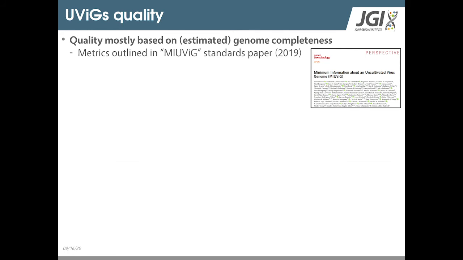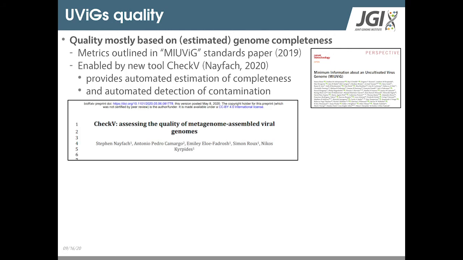Okay, so I mentioned three things: quality, taxonomy, host prediction. Let's start with quality. The quality of a genome in the virus world is something that we outlined in a community-driven paper we led in 2019. And the idea is, at this point, what defines the quality of a virus genome is completeness: how much of the complete genome the sequence you have actually represents. It used to be a pain to calculate.